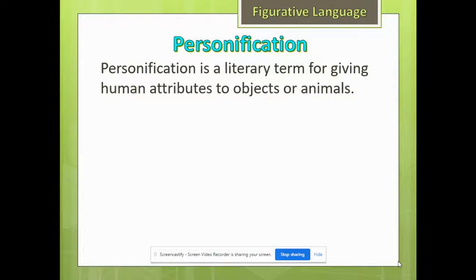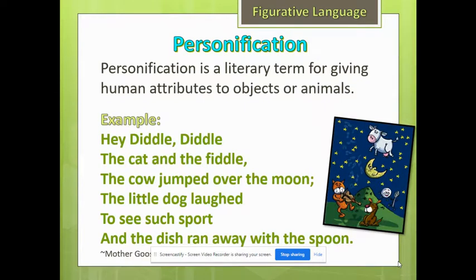Personification, again, is another thing we talked about earlier in the year, and that's giving personal traits to things that aren't human. For example, hey diddle diddle, the cat and the fiddle, the cow jumped over the moon, the little dog laughed to see such sport, and the dish ran away with the spoon. And that, of course, is from Mother Goose.